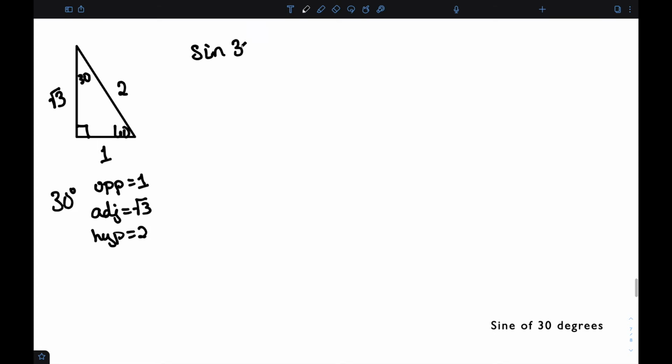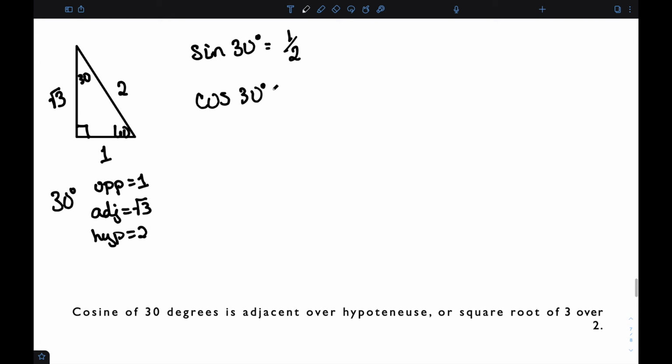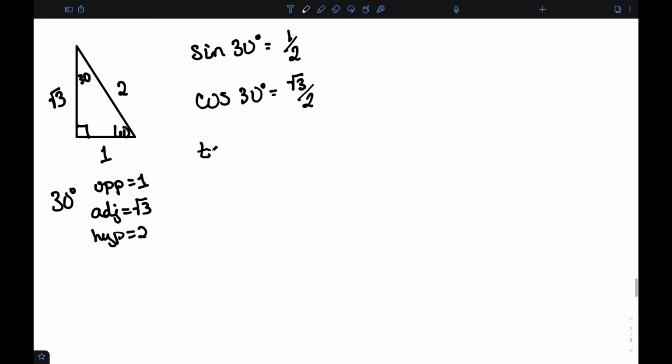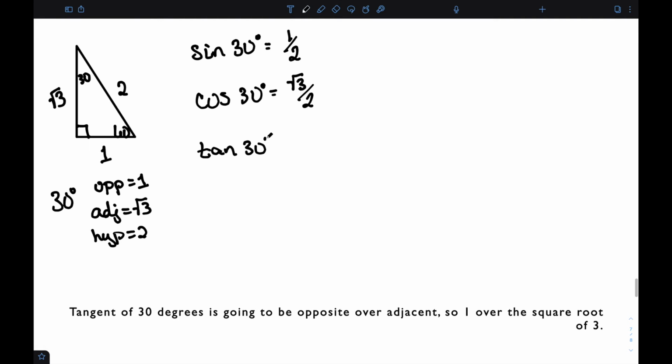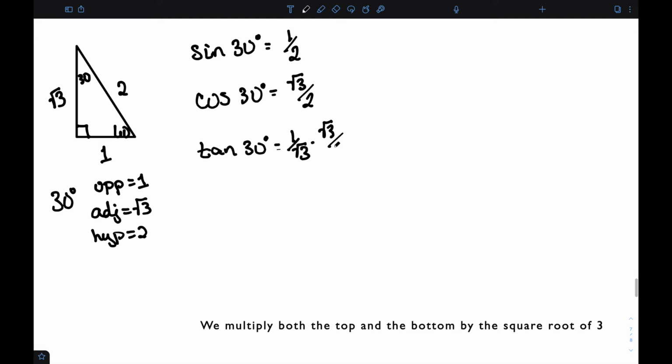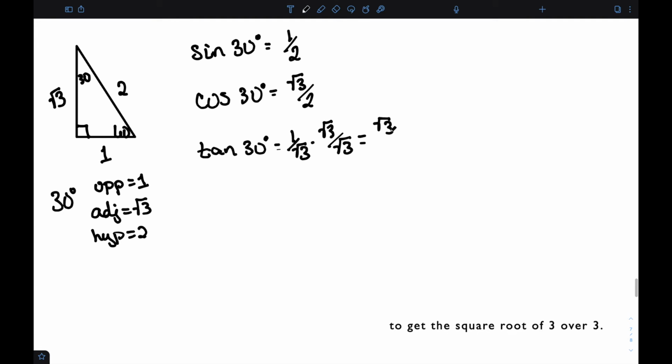So sine of 30 degrees is going to be opposite over hypotenuse, or 1 over 2. Cosine of 30 degrees is adjacent over hypotenuse, so square root of 3 over 2. Tangent of 30 degrees is going to be opposite over adjacent, so 1 over the square root of 3. We multiply both the top and the bottom by the square root of 3 to get the square root of 3 over 3.